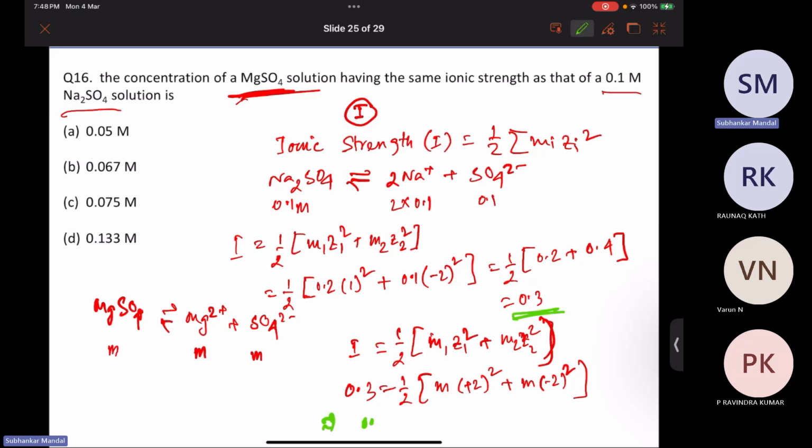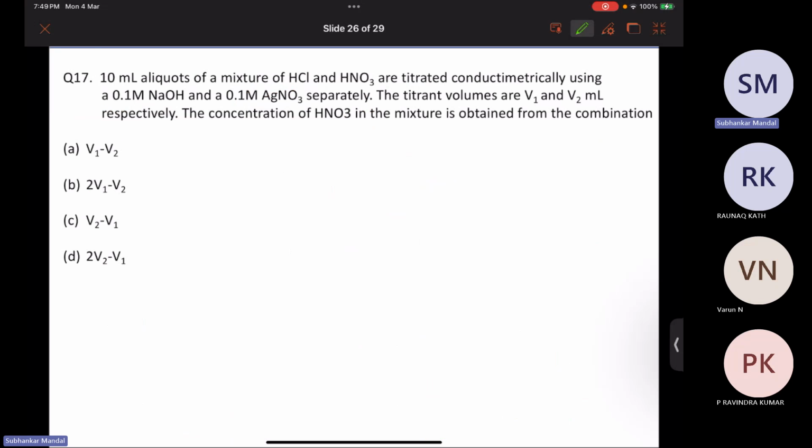So what we can write? 0.3 is equal to half of 4m plus 4m. So how much it will be? 0.6 is equal to 8m. So m is equal to 0.6 divided by 8. How much it will be? Can anyone tell how much it will be? 0.0 then 60 8756 485, that much. Okay, so this way you can do. So answer is C. We can go to the next problem.